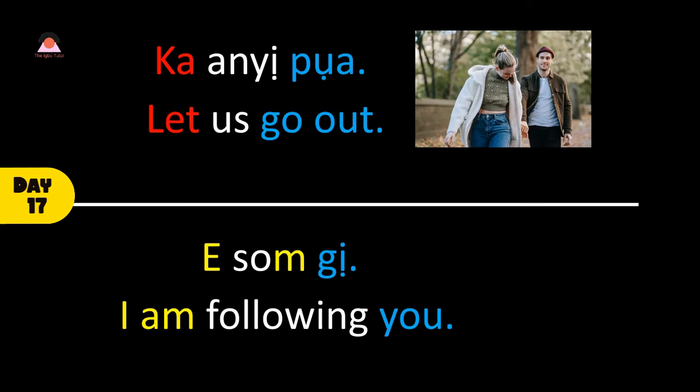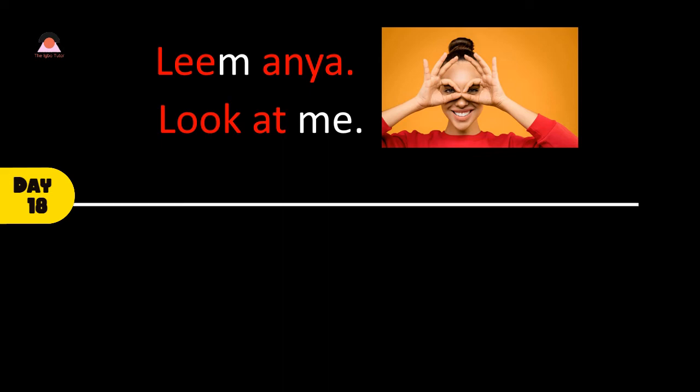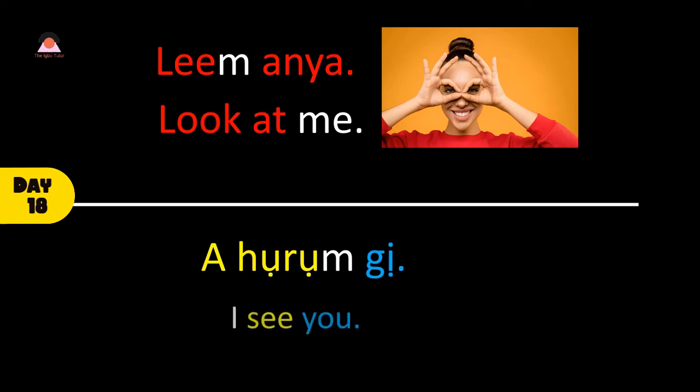We can also say ọ dị mma, which we have covered in one of our series if you have been following our teaching. Lee m anya, which means look at me. And when we say this to you, one of the ways you can respond is by saying ahụrụ m gị, which means I see you. Please go out there and speak to somebody about this. Tell your child, tell your uncle, lee m anya, and expect a response like ahụrụ m gị.